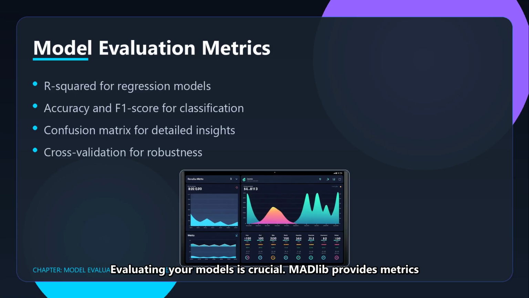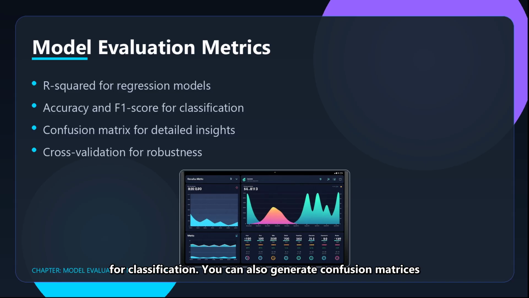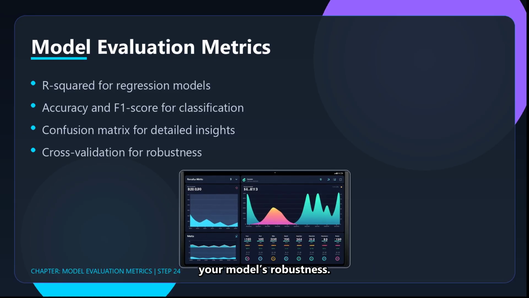Evaluating your models is crucial. MADlib provides metrics like R² for regression and accuracy, or F1 score for classification. You can also generate confusion matrices for deeper insights and use cross-validation to ensure your model's robustness.